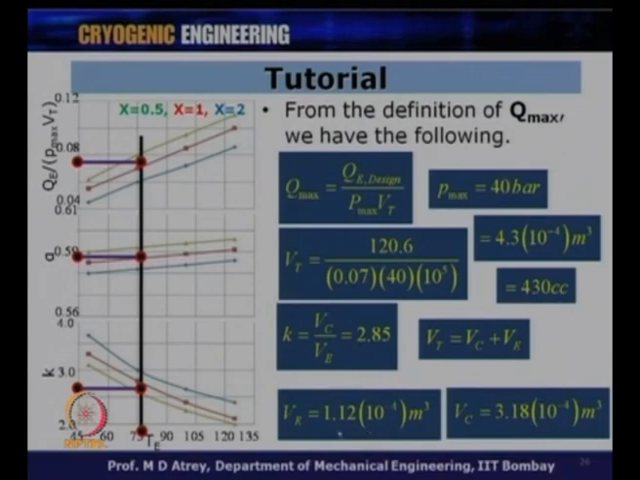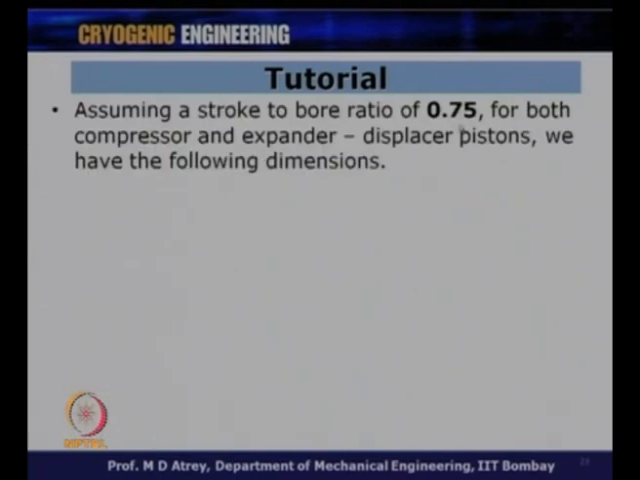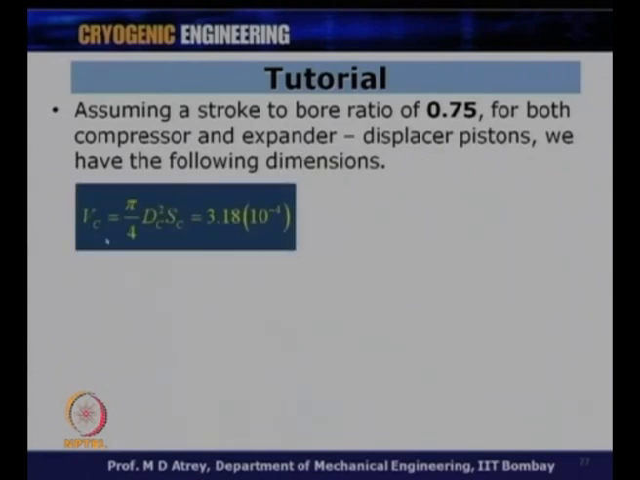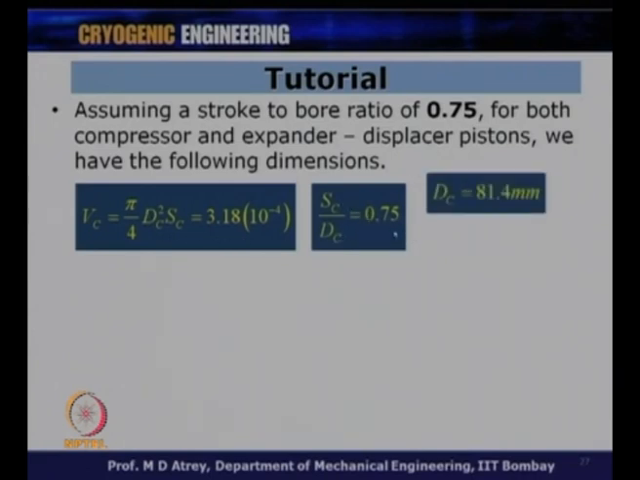So now I know the compression space volume and expansion space volume, and I can calculate what should be the corresponding diameter and stroke of the piston and the displacer for the unit for which we are designing this cryocooler. Assuming a stroke to bore ratio of 0.75 for both compressor and expander pistons, we have Vc equal to pi by 4 into dc square into stroke of the piston, and Sc by dc has been assumed to be 0.75. Correspondingly, I can calculate the diameter of the piston to be 81.4 millimeter and the stroke of the piston to be 60.8 millimeter.